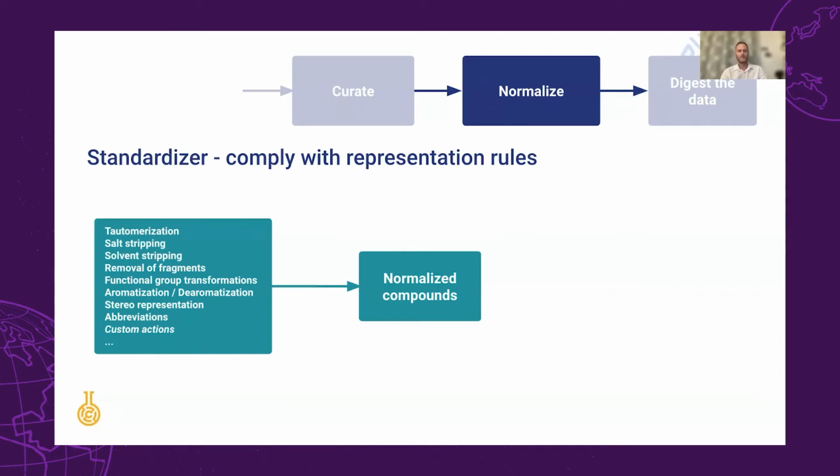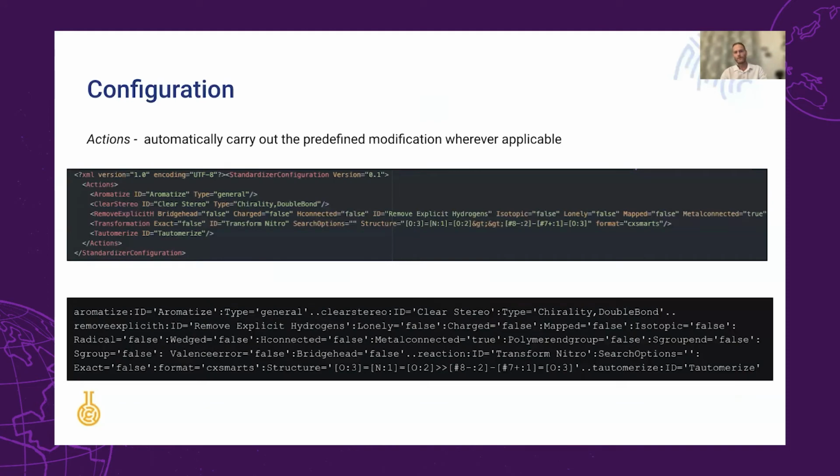Just like structure checker, standardizer is also configured with individual modification rules called actions. These actions are fused together, similar to the case of structure checker, and from a technical perspective, the configuration resembles that of the other tool. And just like for structure checker, custom actions can be prepared here too.